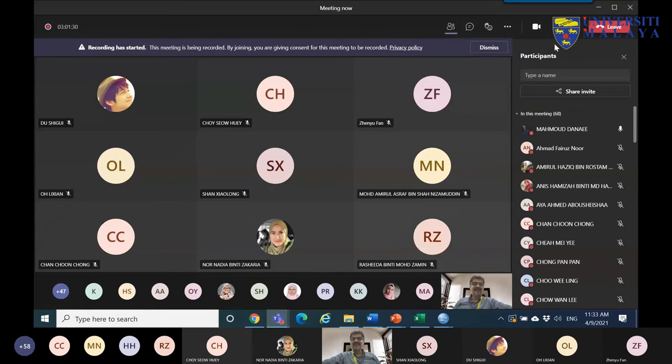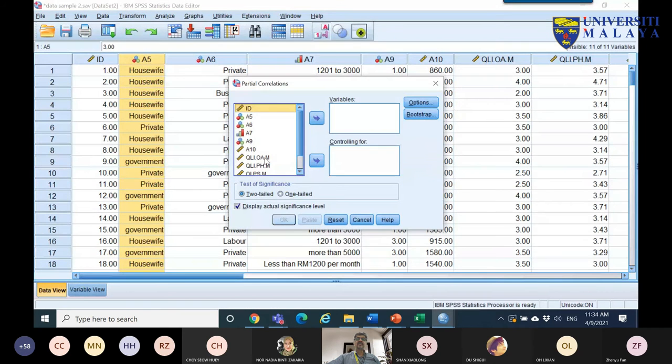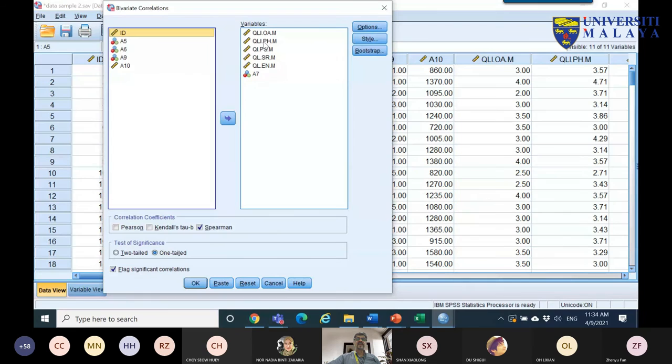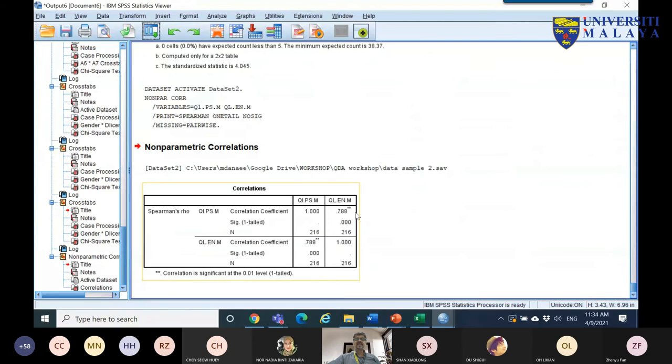Okay, what does it mean? Partial correlation. No idea. Okay, so remember, the partial correlation coefficient is a pure relationship between two variables when other variables are assumed to be constant. Correct? So when we do the correlation coefficient, for example, in this data, between psychological and environmental, let me just do it. Analyze, correlate, bivariate. Suppose you want to look at the relationship between psychological and environmental. So how much is the relationship? .788, right?